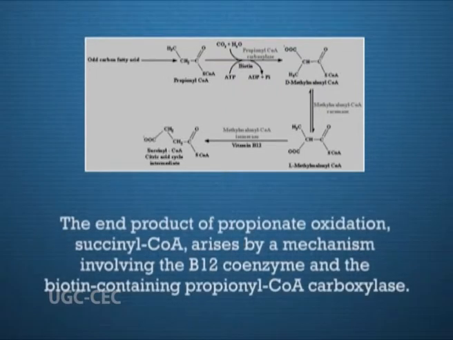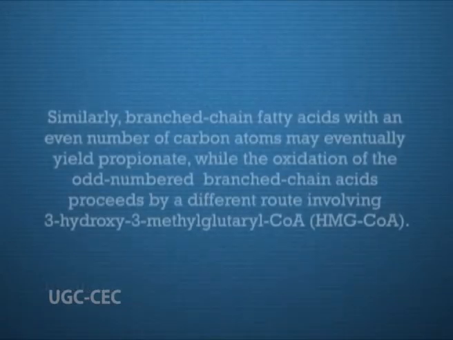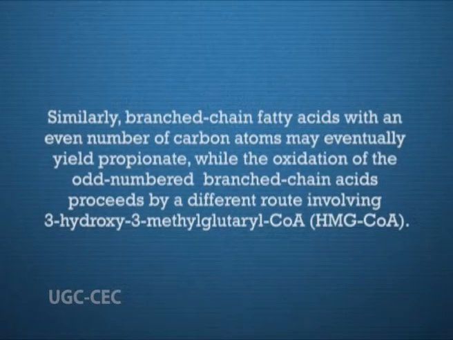The end product of propionate oxidation, succinyl-CoA, arises by a mechanism involving the B12 coenzyme and the biotin-containing propionyl-CoA carboxylase. Similarly, branched chain fatty acids with an even number of carbon atoms may eventually yield propionate, while the oxidation of odd-numbered branched chain acids proceeds by a different route involving 3-hydroxy-3-methylglutaryl-CoA or HMG-CoA.